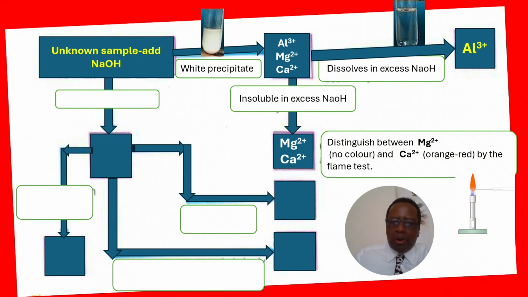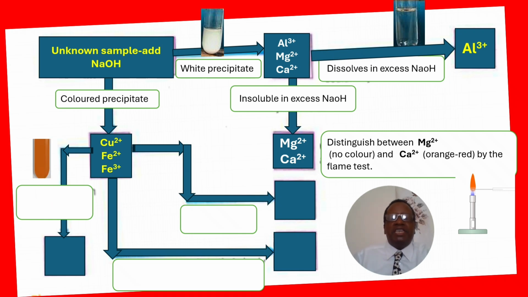Right. We are going to go back to the unknown sample here. If a colored precipitate is formed, then it's likely to contain copper(II) and iron(III).